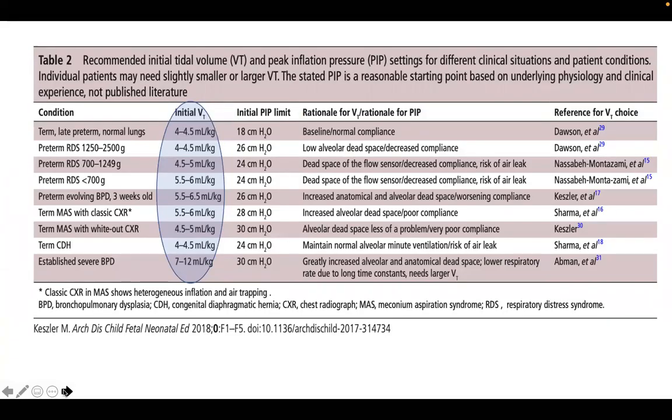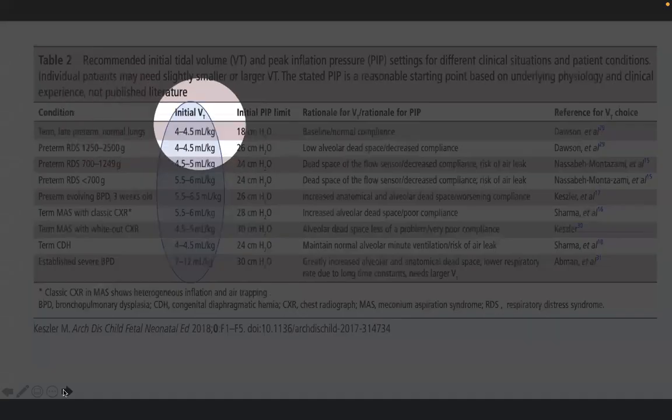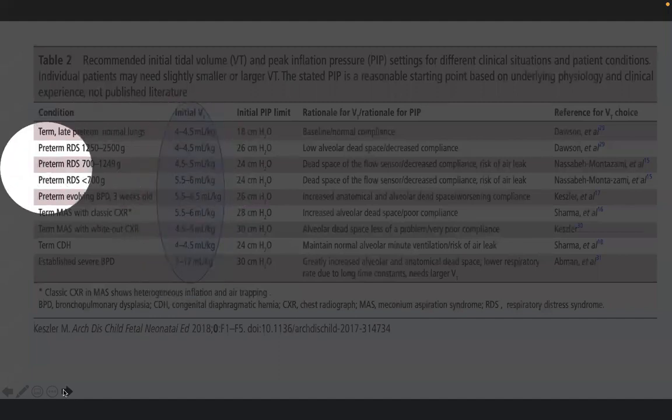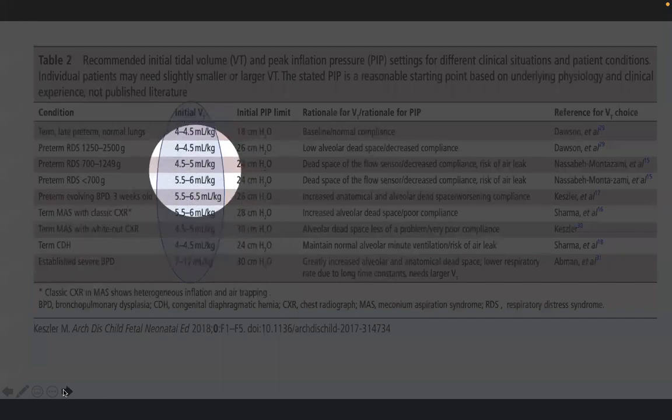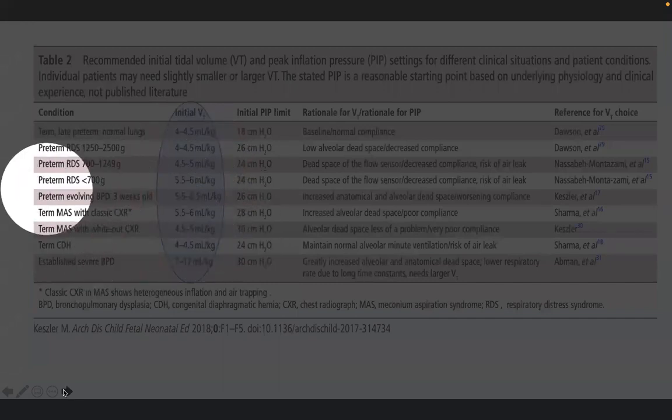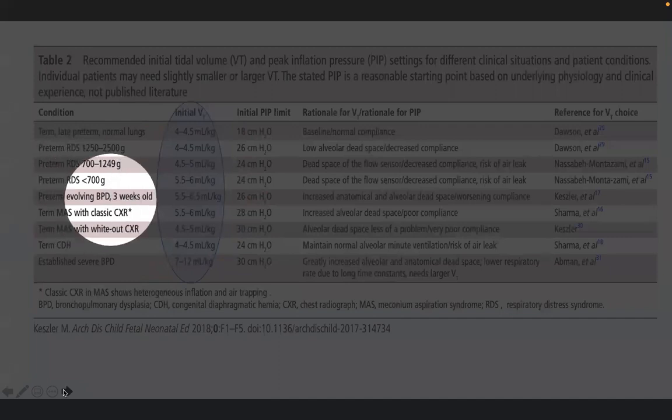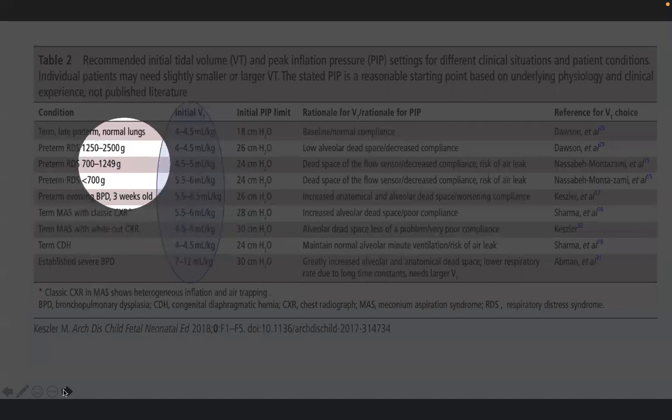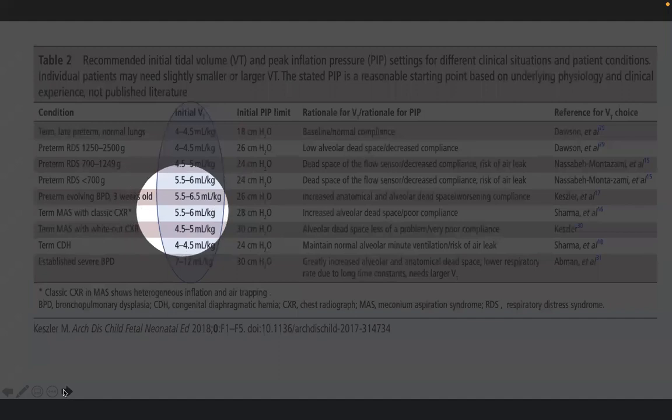This is a chart taken from Martin Keszler's review, where they have also shown that depending upon the condition of the neonate, the birth weight, or the pathological condition, the initial VT that we should set differs. It is mainly hovering around 4 to 7, but it depends on the condition of the baby. We should keep these things in mind. For example, suppose a preterm with evolving BPD, 3 weeks old: for that baby, 4 ml per kg is not enough. That baby may require something around 5.5 to 6.5 ml per kg.